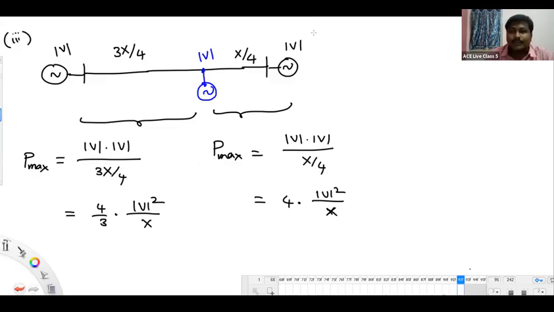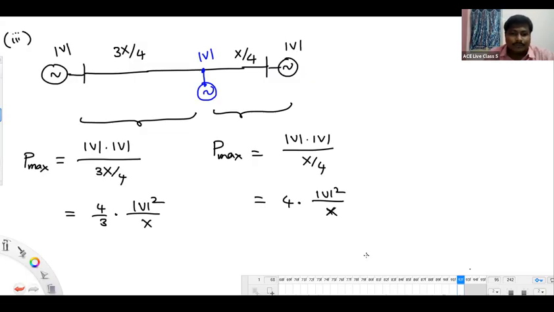Please check what I am saying. Sir, in the first case, you said 4 by 3 times of V square by x. Second case, you said 4 times of V square by x. How the power will be increased from 4 by 3 V square by x to 4 times of V square by x? Power flow is going to be increased from one side to other side, sir. So whichever is lower value, that we have to take. Is it a proper reason to say?